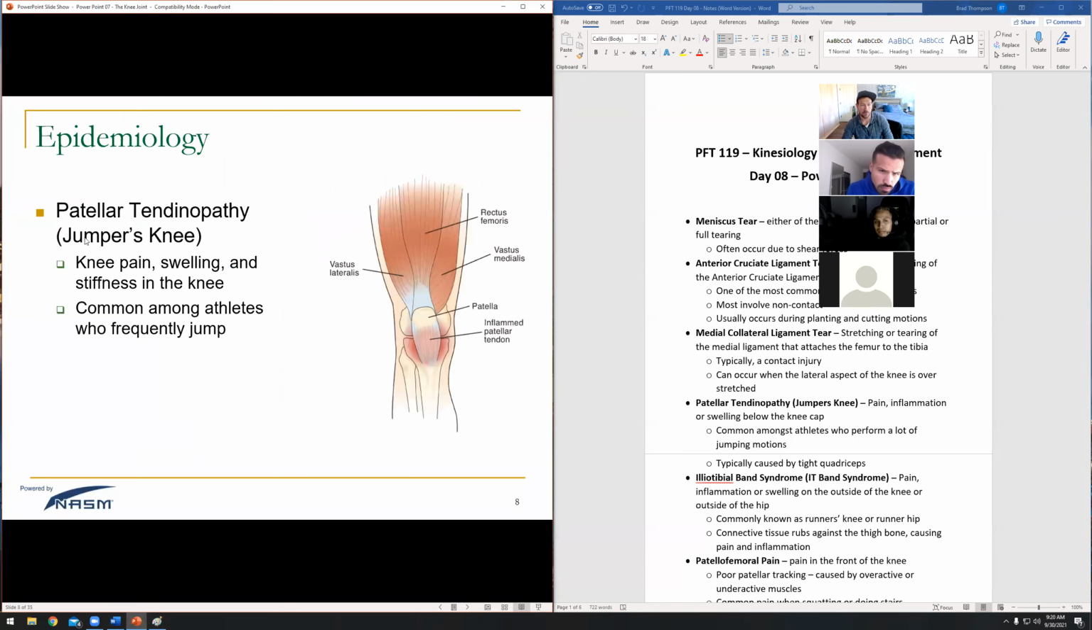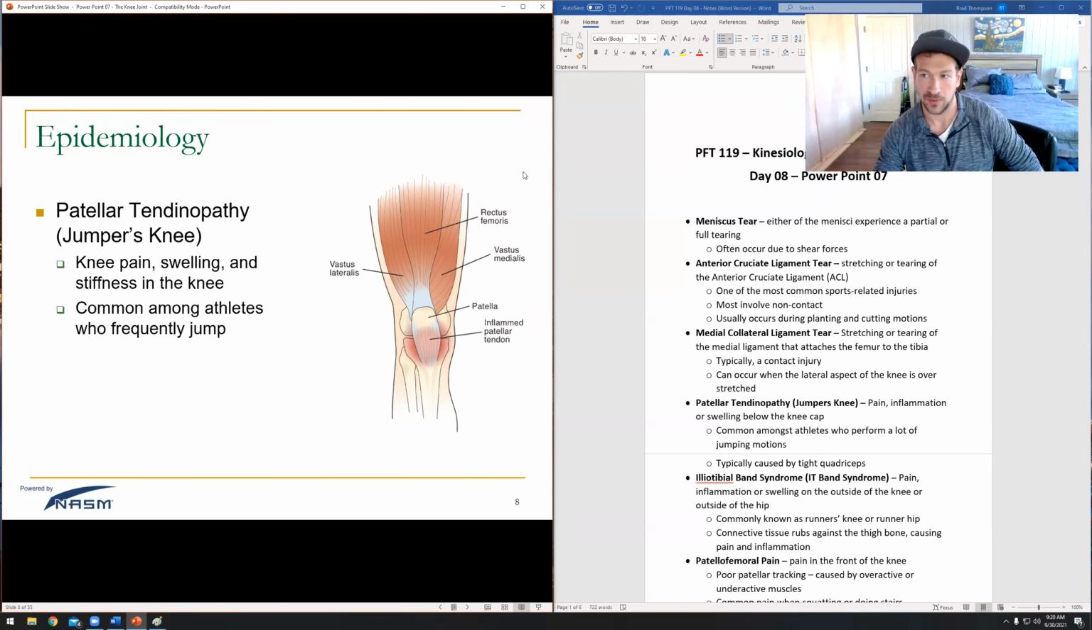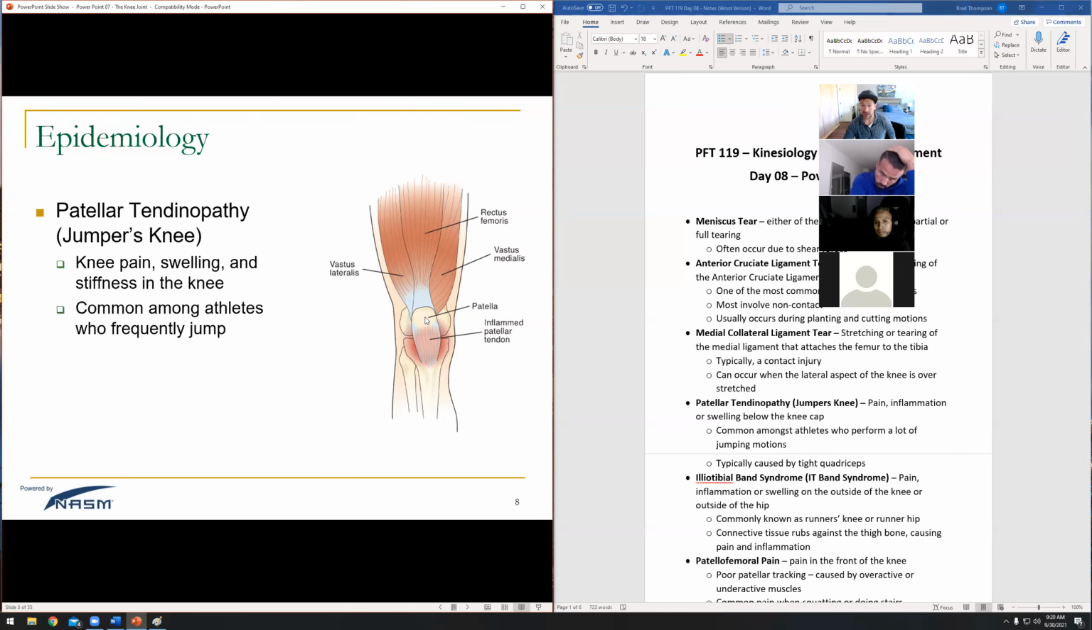So for patellar tendinopathy, look at your patellar tendon. We see our quadriceps. This is your main quadricep muscle right here. It's called your rectus femoris. We're going to get into that in a little bit. But it runs down, runs over top of the knee, and inserts onto the shin right here. So that bone is embedded underneath that tendon right there.